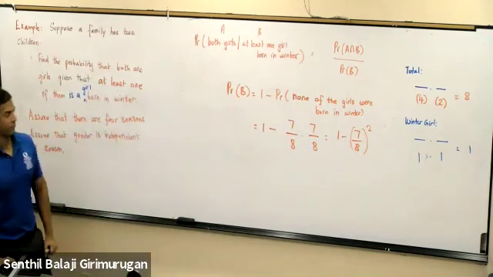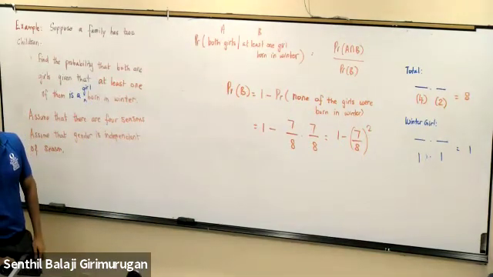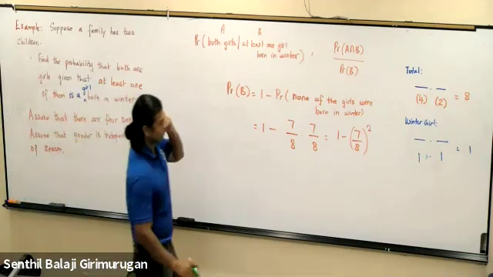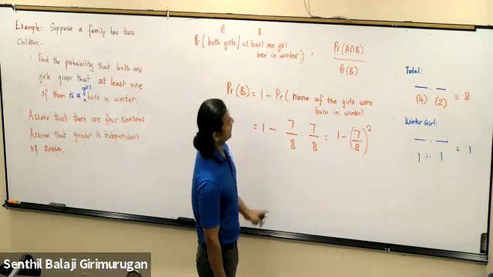1 minus 7/8 squared. Yes. That's the probability that none of the girls were born in winter. That would be the probability that none of the children were born in winter. Were girls born in winter? Is it none of them were girls born in winter, or none of the girls were born in winter? None of the girls were born in winter.